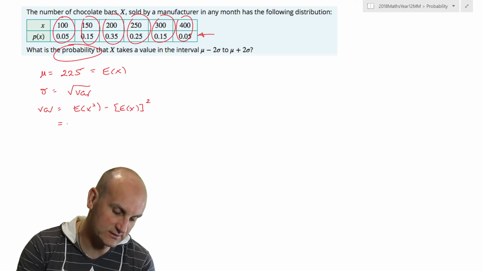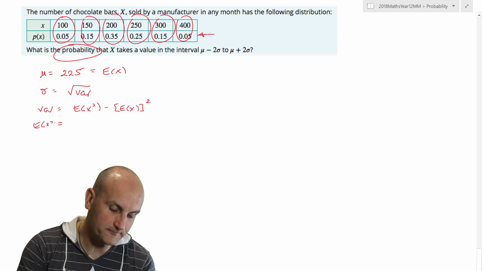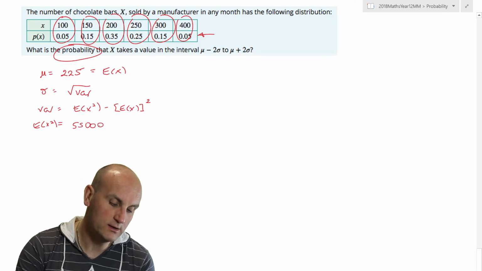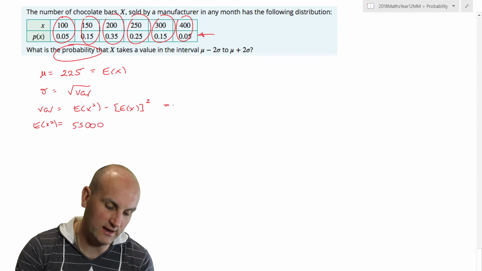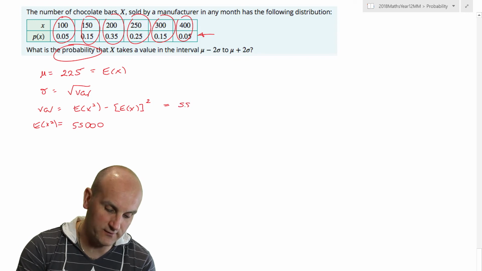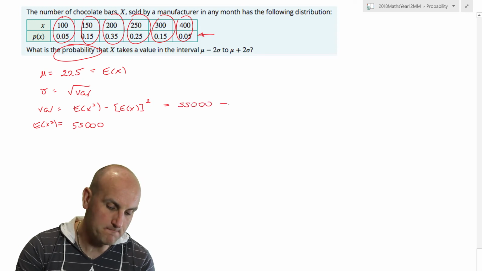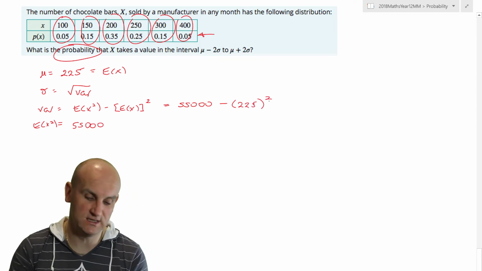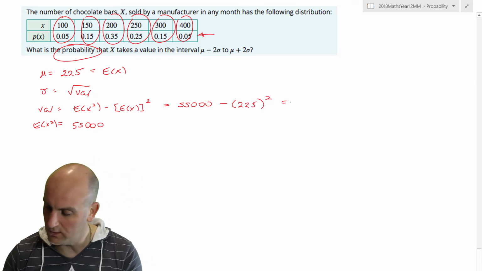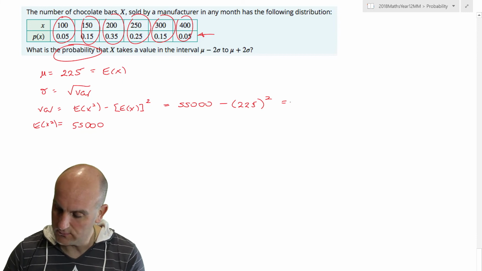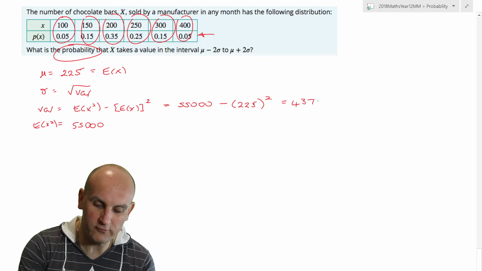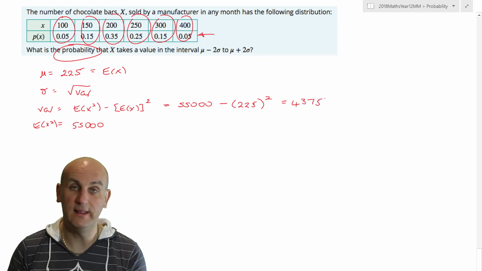It gives me my E of x squared as 55000. So, using that variance formula, E of x squared we know is 55000 minus 225 all squared, which gives me a fabulous value of 4,375. Now that's my variance.